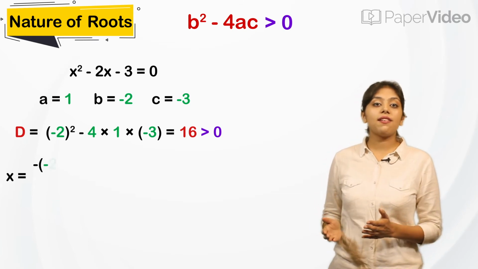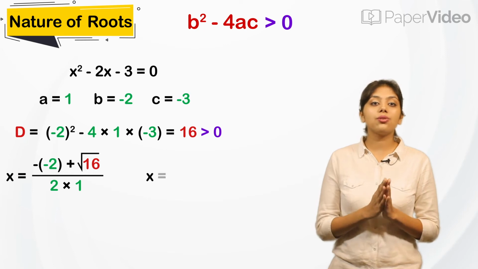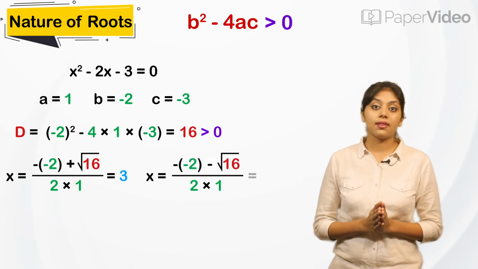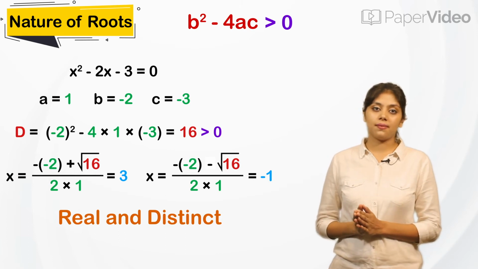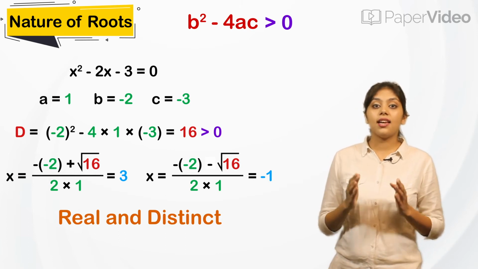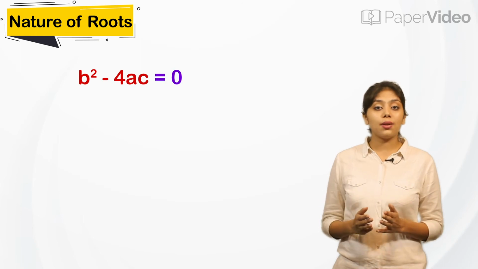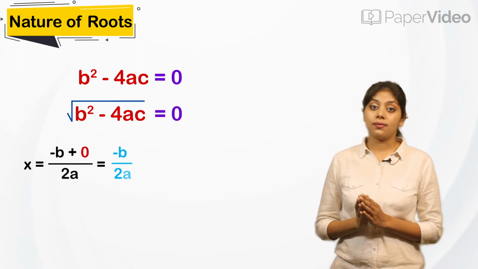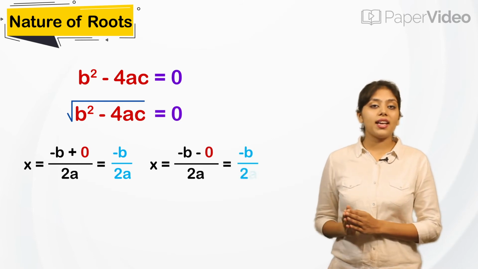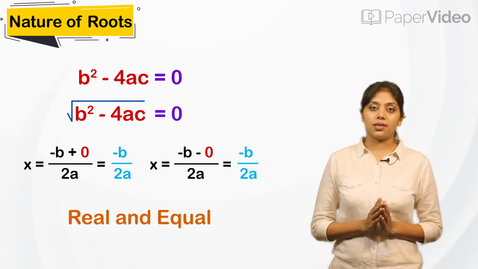So, using the value of discriminant, we can find two roots of the quadratic equation. And we can see that the roots are real and distinct numbers. In the second case, if the value of discriminant is equal to 0, then its square root will also be 0. Thus, the value of x will be two real and equal numbers.